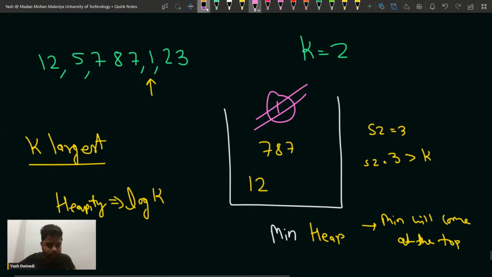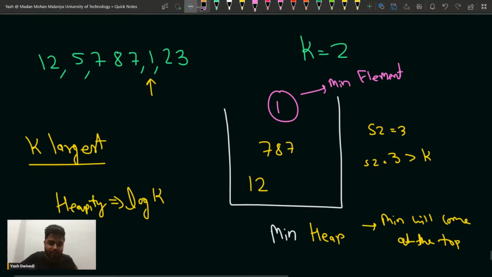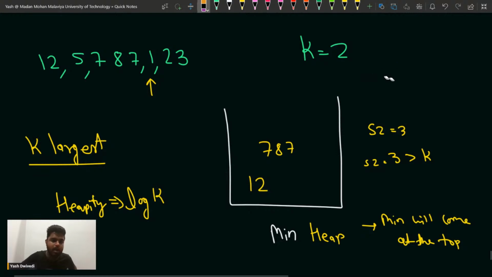So again, I remove the topmost element. Since this is a min heap, which element will be at the top? The minimum element will be there, right? And if I'm removing the minimum element, it will not impact my final answer, because larger elements will still be there. So I will remove this guy. When I remove this guy, I'll move to the next one, so I'll move to this 22.